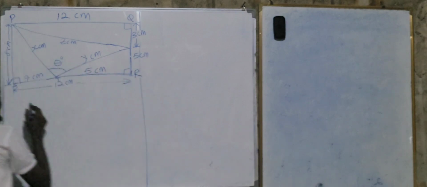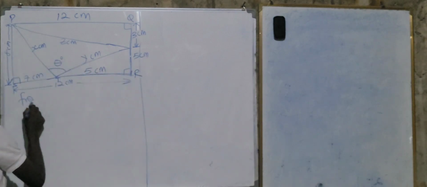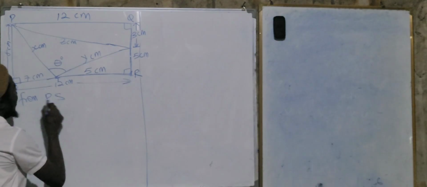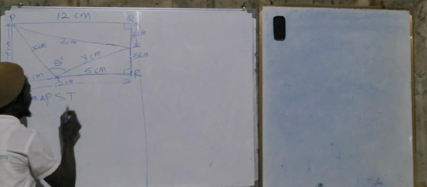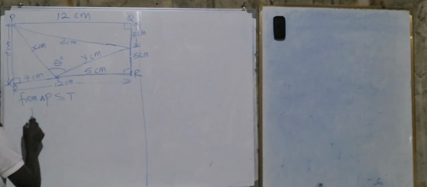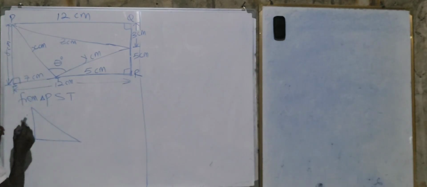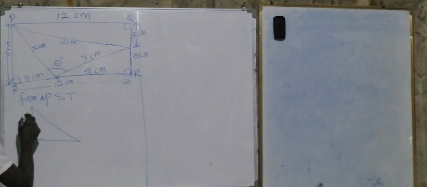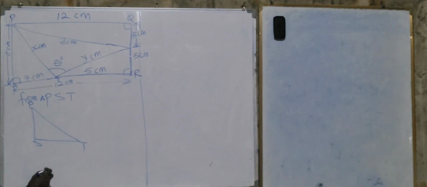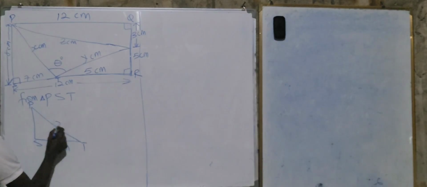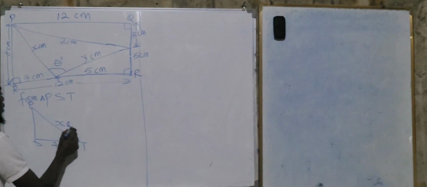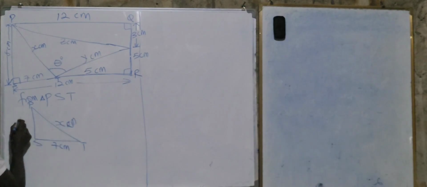Okay. Say from P, angle PST. This one is just an angle PST, right? Here we have P, S, and then we have T, right? And here we have 7 centimeters. Here we have x centimeters. And here we have 8 centimeters, right?